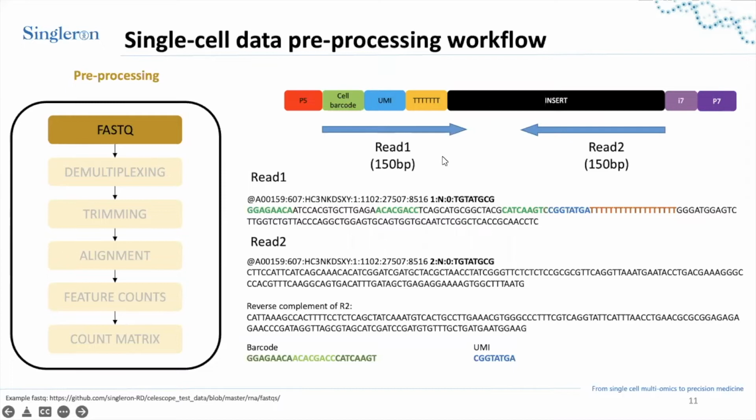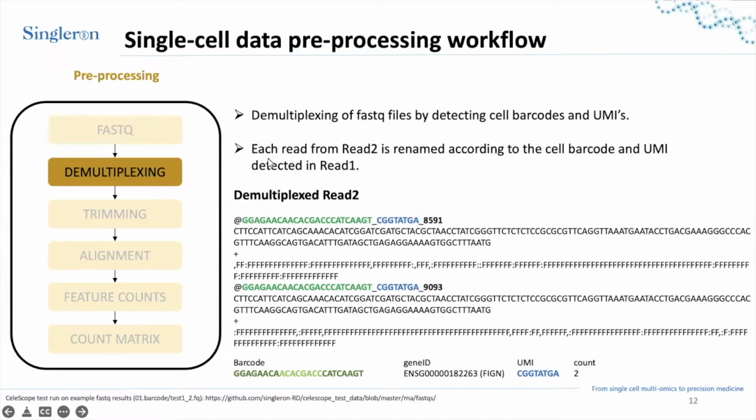So the next step is a demultiplexing step. So in this demultiplexing step, the Fastq files are cleaned up in a way. Each read from read 2 is renamed according to the cell barcode and the UMI determined by read 1. So here, this is a real Fastq file. If anyone is interested in a test run, this can be downloaded from the Cellscope GitHub repository where you can see the Cellscope test data.